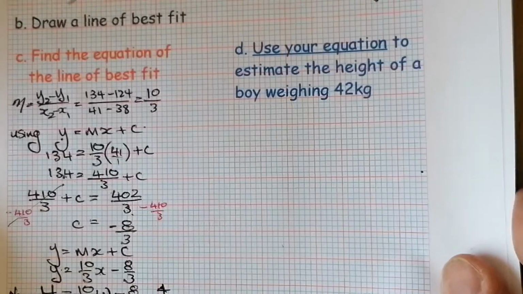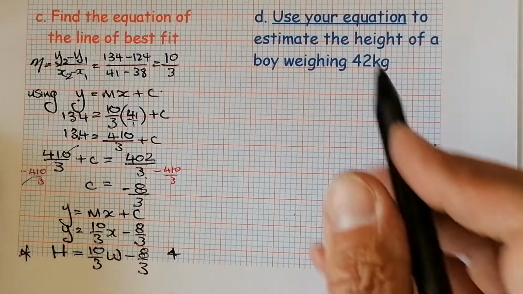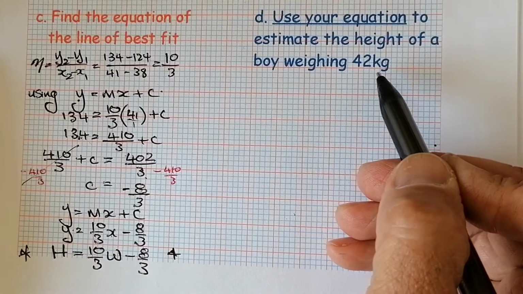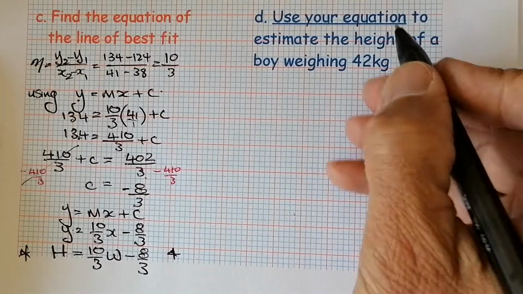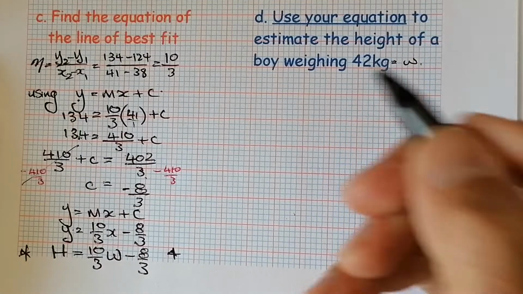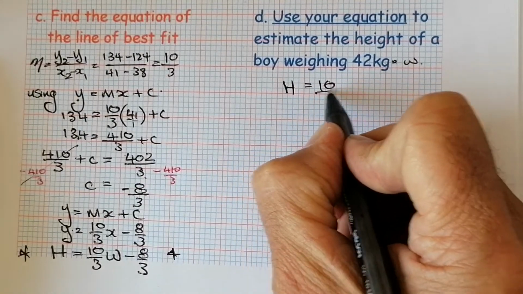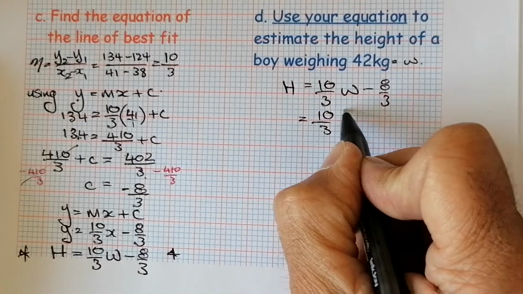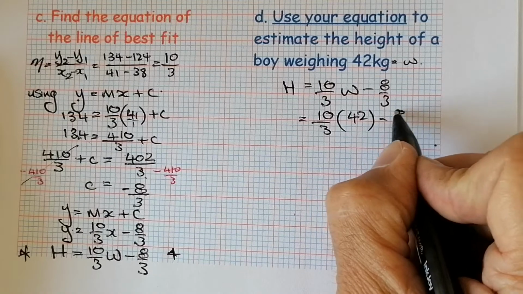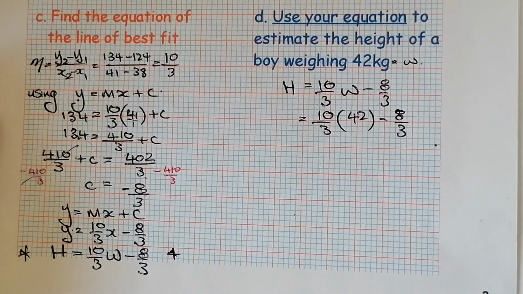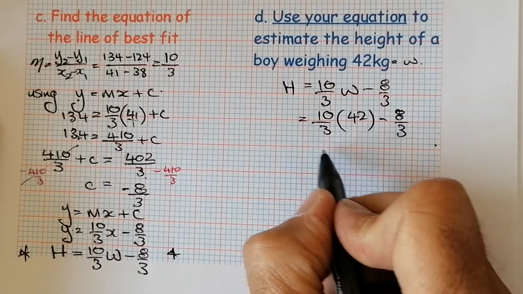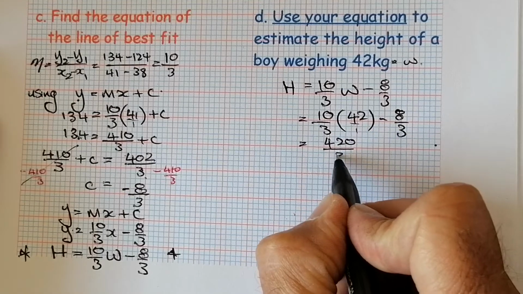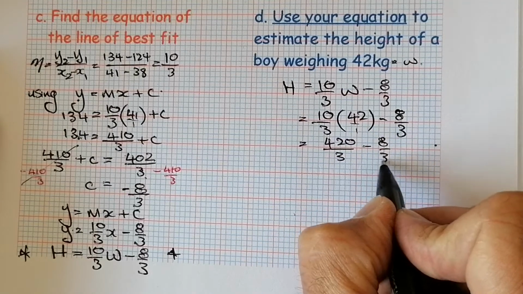Okay, so now I'm going to use that line to calculate something. Use your equation to estimate the height of a boy weighing 42 kilograms. So that would be W is equal to 42. I'm going to substitute that into the equation. So 10 upon 3, I'm going to multiply that by 42 and take away 8 upon 3. When I work that through, multiplying across, 420 all over 3 times the 1 that's sitting there, take away 8 upon 3.